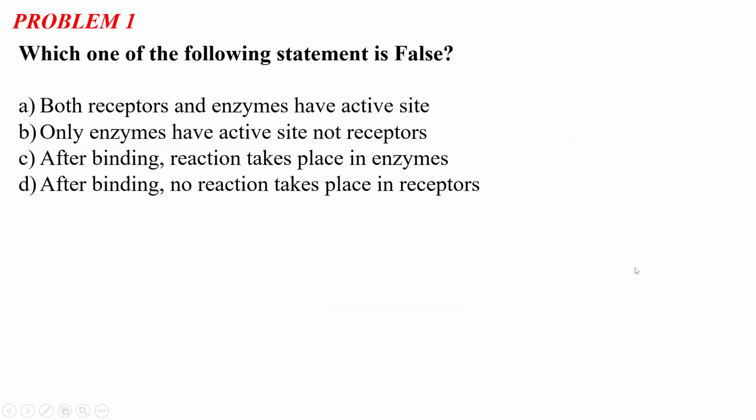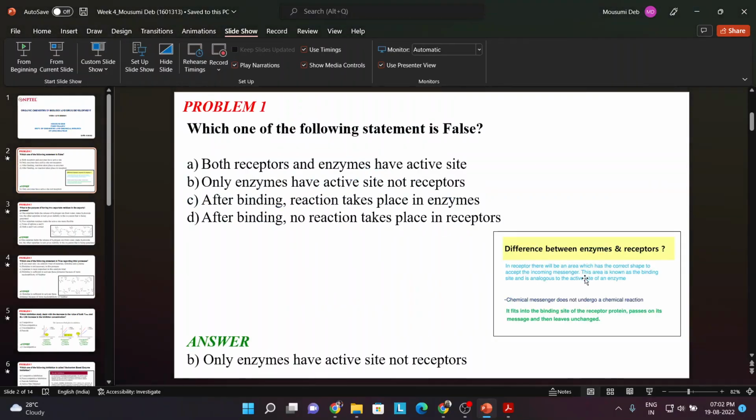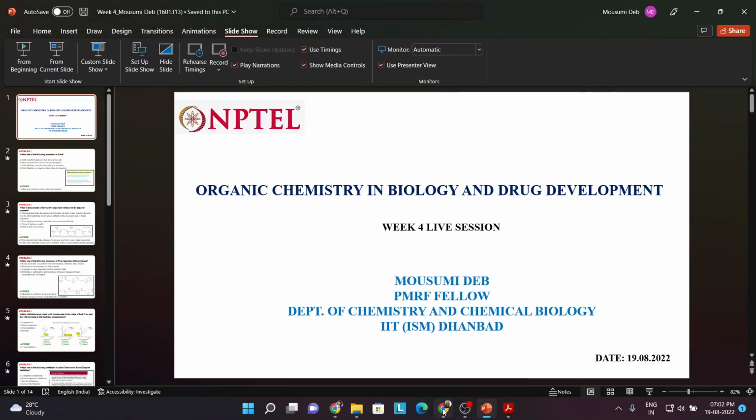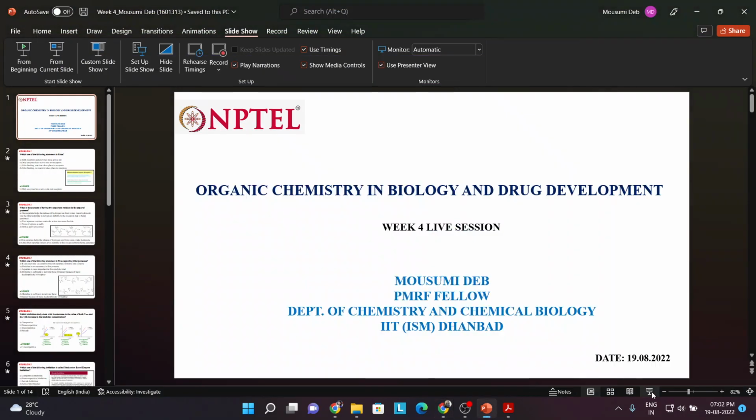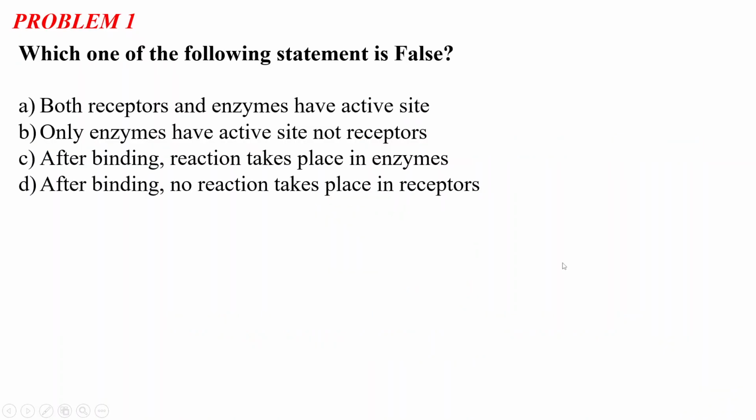So the first question of today's session is: which one of the following statements is false? The options are: both receptors and enzymes have an active site; only enzymes have an active site, not the receptors; after binding, a reaction takes place in enzymes; and after binding, no reaction takes place in receptors.